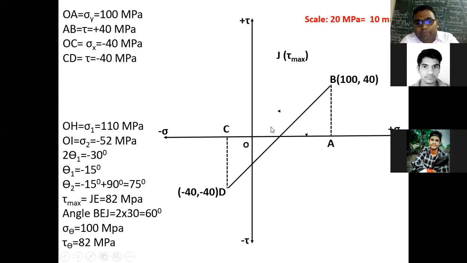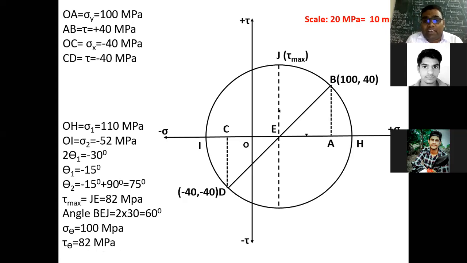Then mark the point where this inclined line BD intersects the x-axis. That is point E. And what will be the next step? Next step is taking E as the center, draw a circle by considering BD as the diameter of this circle. Then you have made a circle. You know that where the circle intersects the x-axis, the largest stress will be the maximum principal stress, and the least will be the minimum principal stress.